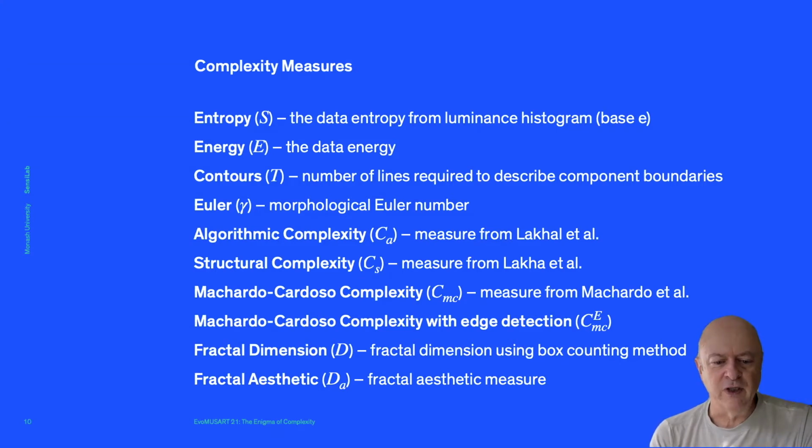Here's the full list of the 10 measures we used. I'm just going to highlight a few here, but they're all described in detail in the paper. Some measures, such as image entropy, look at the distribution of intensities in an image. Some are morphological, such as the Euler measure, which looks at the number of contours needed to describe component boundaries. A number of measures use image compression methods to get a measure of the information complexity of an image.